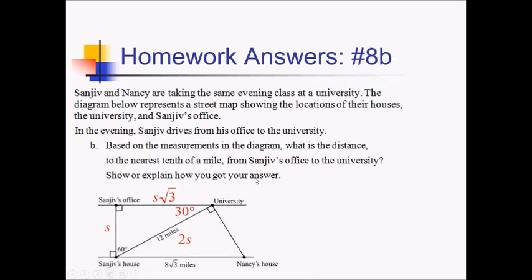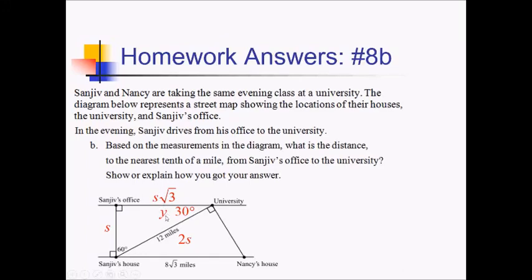So for this part, I'm going to keep the diagram markings up that I had in part A, because I think they'll be helpful for this part too. Based on the measurements in the diagram, what's the distance to the nearest tenth of a mile? So we're going to have to round off now. From Sanjeev's office to the university. So now we're looking for this s radical 3 length right here. I'm going to call that y, just so we have something to talk about there.